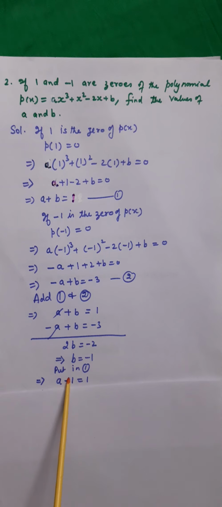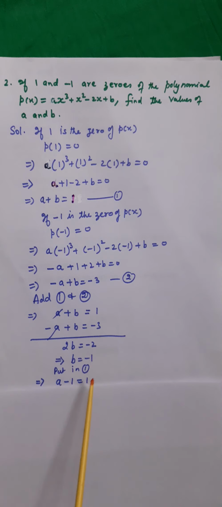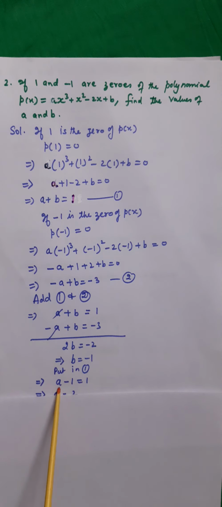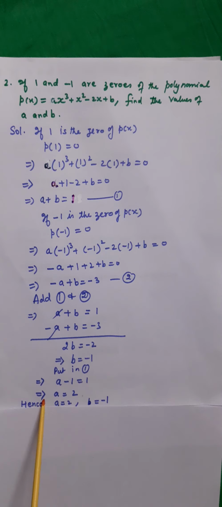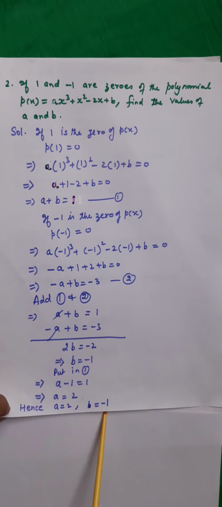Now substitute this value of b in number 1. We have got b is equal to minus 1. Put it here, we get a minus 1 is equal to 1, which implies a is equal to 2. Hence a is equal to 2 and b is equal to minus 1.